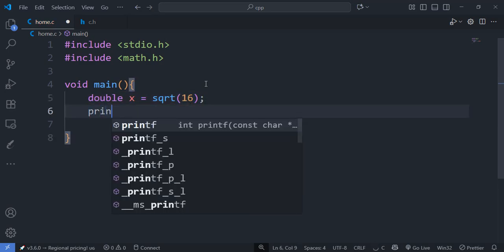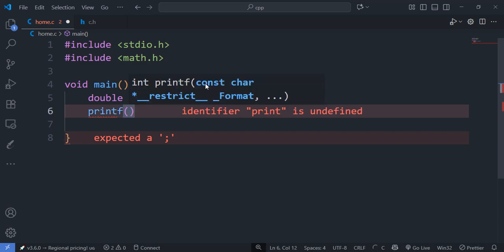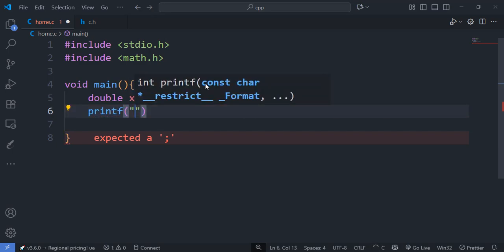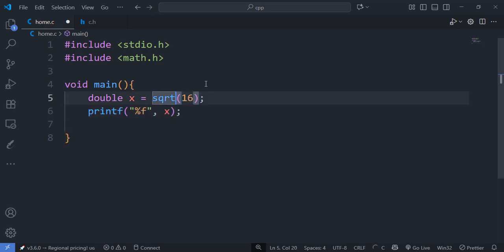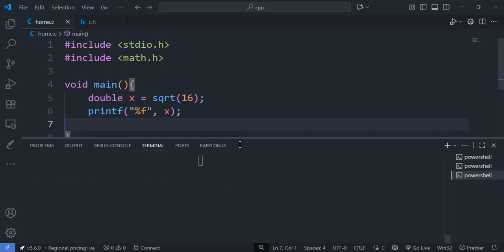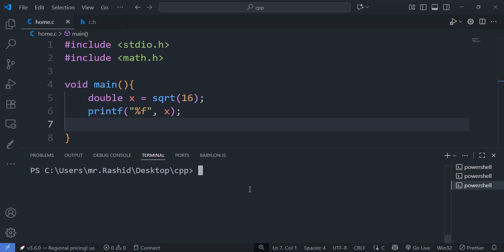After doing that, let us now try to print something. Here we are printing doubles, so let us print out a float instead, X like that. If we save and then open our terminal, I'm using PowerShell for compilation. If I run GCC and run my program like that, as you can see, we get this output.